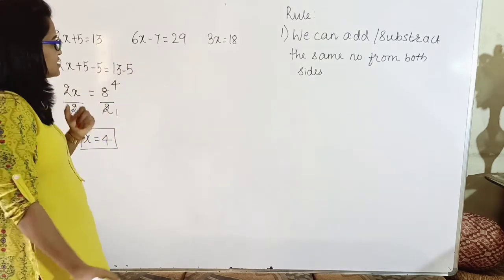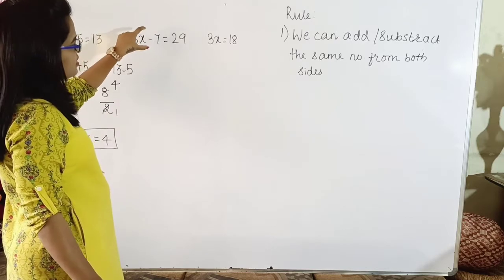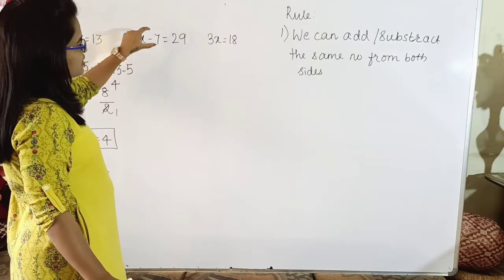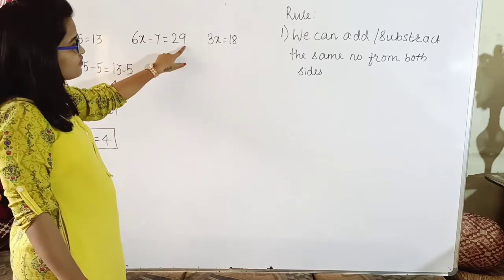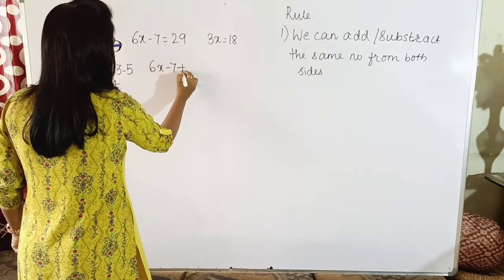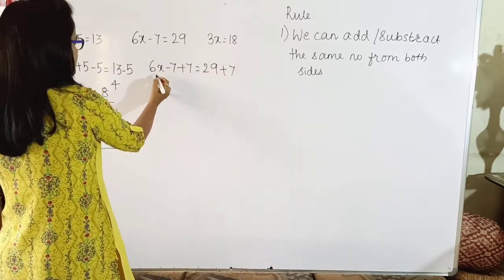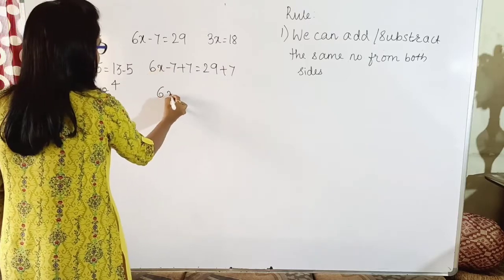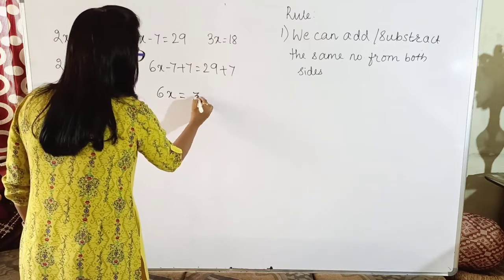Let us look at the next example. It is 6x - 7. Again, I don't want this minus 7. So what if I add plus 7 to this, so that they will get cancelled out. But if I am adding plus 7 to this side, I have to add it on the other side as well. So let us do that. 6x - 7 + 7 = 29 + 7. Minus 7 plus 7 will get cancelled, which gives me 6x equal to, what is 29 plus 7? It is 36.